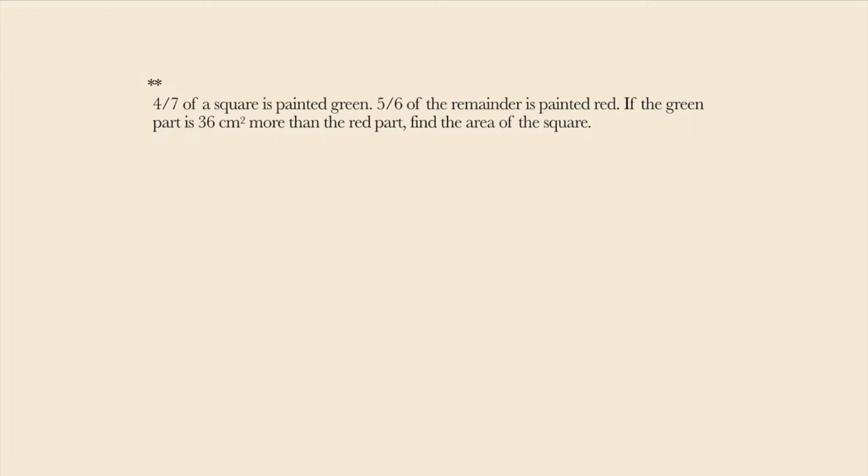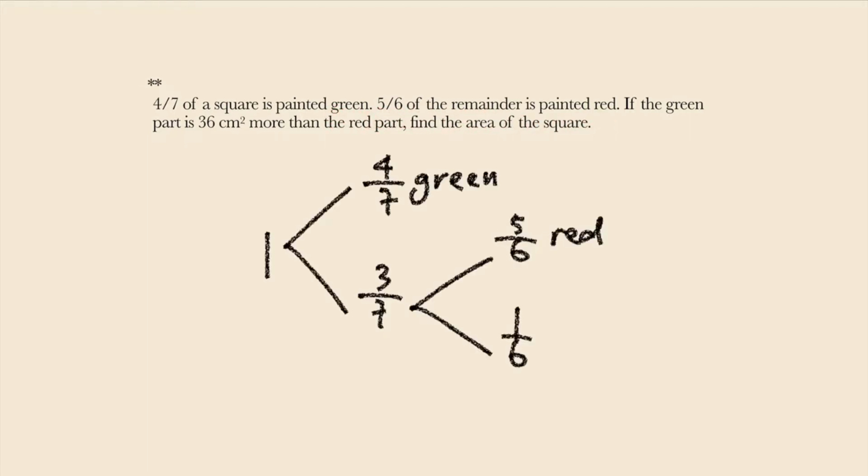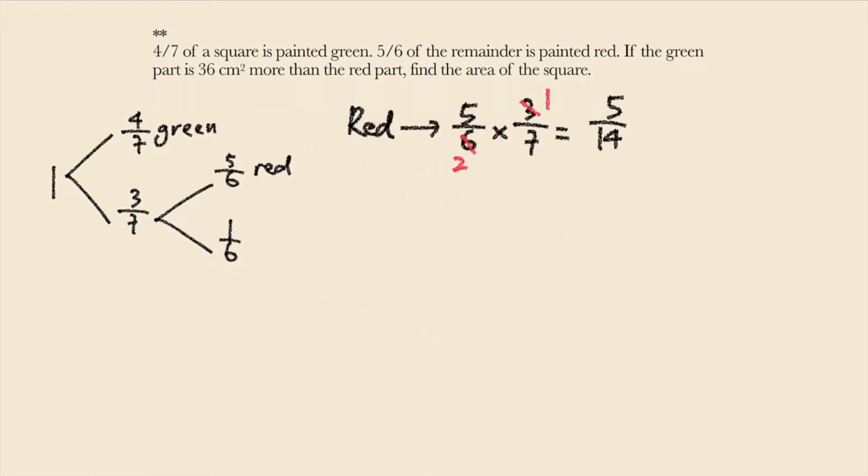4 over 7 of a square is painted green, 5 over 6 of the remainder is painted red. So, pretty standard looking question so far. 1 whole as a total, 4 over 7 green, the remainder is 3 over 7. Of this remainder, 5 over 6 red, the rest 1 over 6. If the green part is 36 square centimeters more than the red part, so we are comparing units again. So what fraction was painted red?